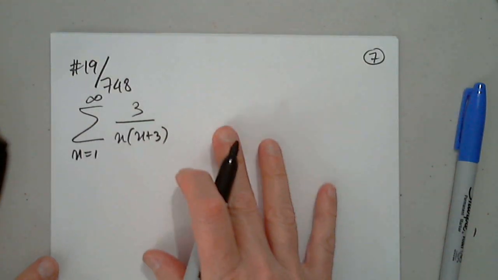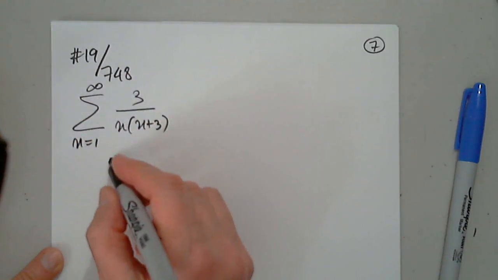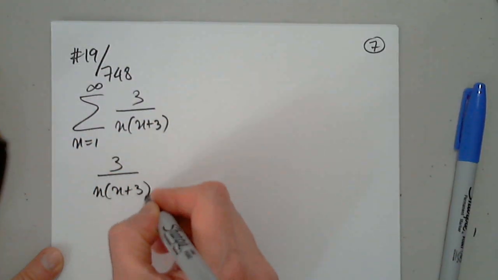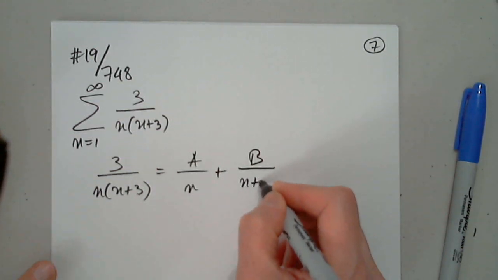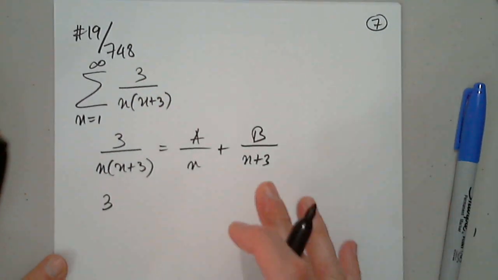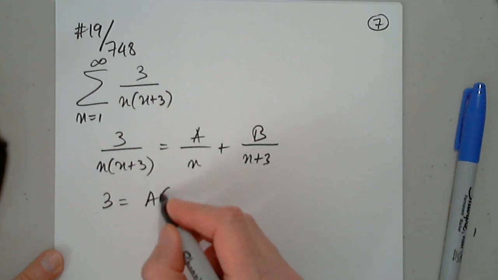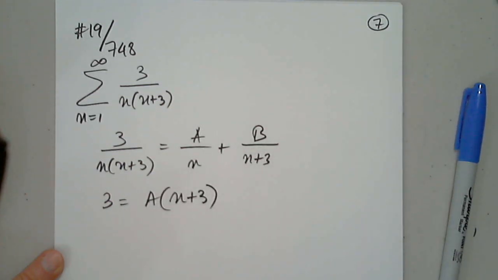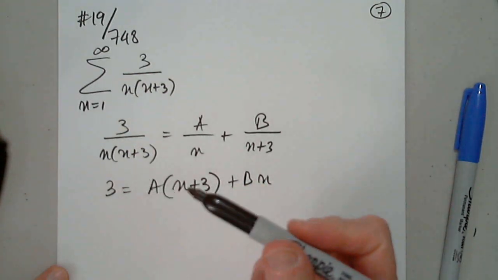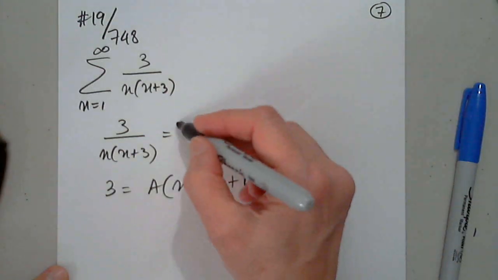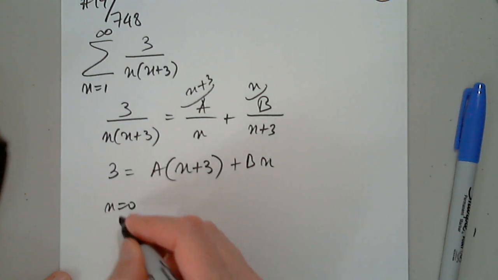Okay, so obviously in this situation we see the partial fraction decomposition is necessary. 3 over n(n+3) equals A over n plus B over n+3, which, as we know from our previous chapter 7, we get A(n+3) and B(n), because the least common denominator, we have to multiply this by n+3, and of course this by n.